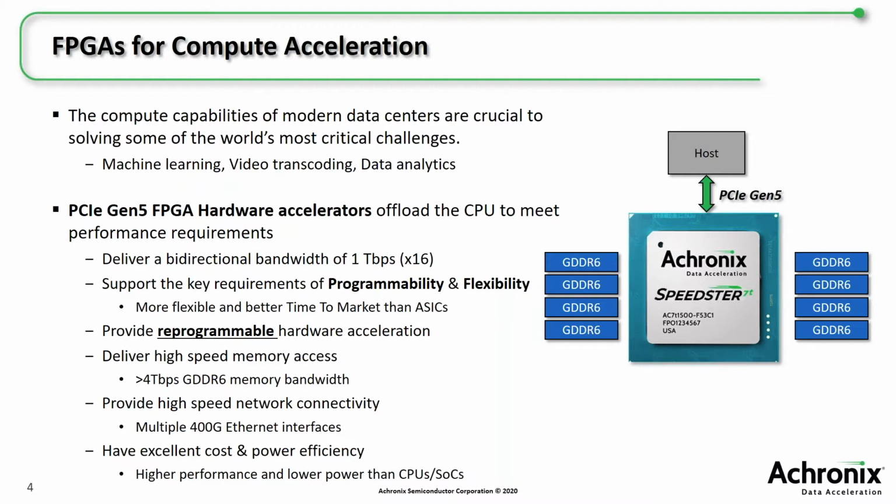Modern FPGAs can deliver high-speed memory access. For example, with the Achronix Speedster7t 1500, we can provide more than 4 terabits per second of GDDR6 memory bandwidth. We can provide high-speed network connectivity, including multiple 400 gigabit per second Ethernet interfaces. And we have excellent cost and power efficiency, especially when compared to CPUs and SoCs that are executing instructions one at a time.